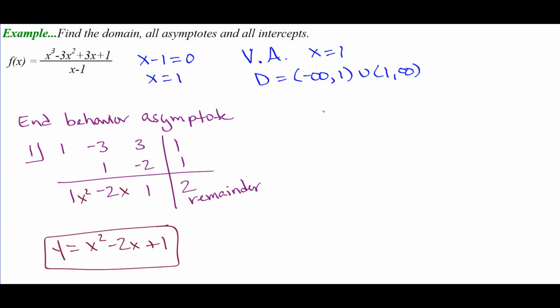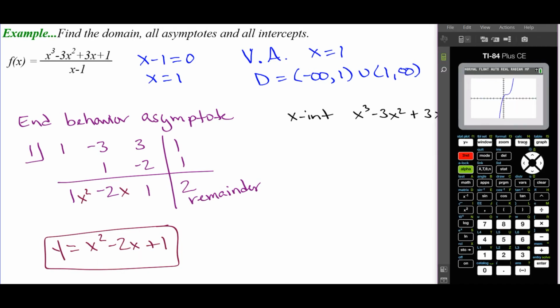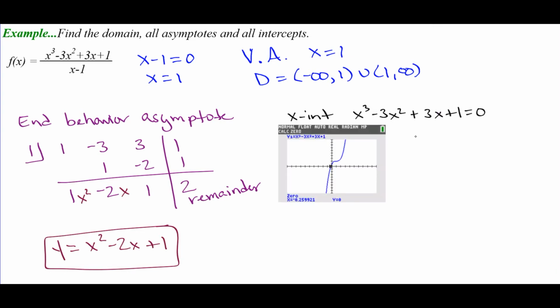And then looking at my intercepts, in order to find my x-intercepts, we have to solve x cubed minus 3x squared plus 3x plus 1 equals 0. So I have a cubic function there set equal to 0. So in order to solve that, we're just going to graph. So from that graph, we can see there's (1, 0). So my x-intercept seems to be about -0.26, so (-0.26, 0).